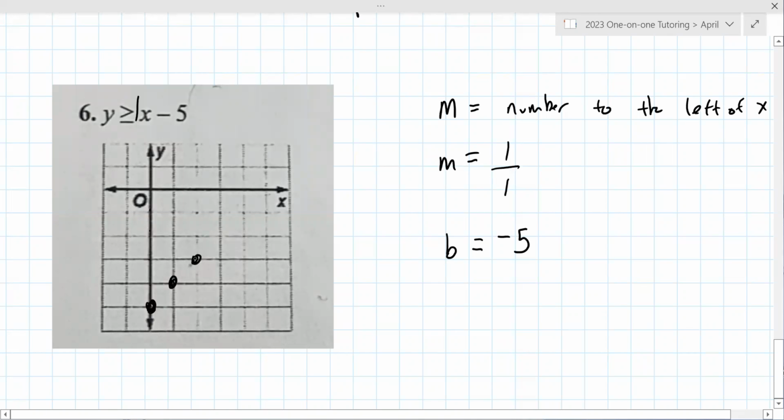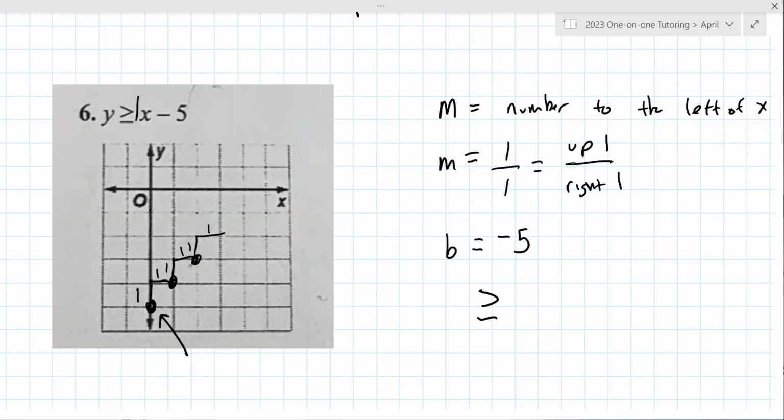Next thing is to decide whether it's solid or dashed. How did you get the dots there for the slope? Okay, so 1/1 means up 1. The top number is up or down. The bottom number is right 1. So from that b value, imagine you're starting there. You go up 1, right 1, and you just keep repeating, rinse and repeat. That's what I was confused about. Okay, gotcha.